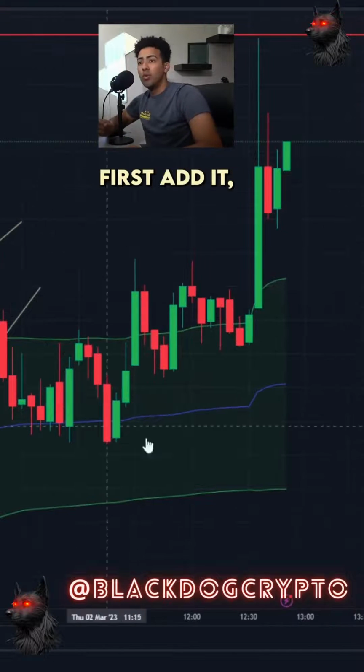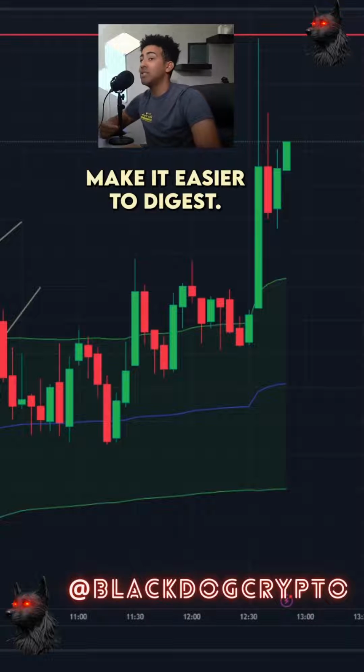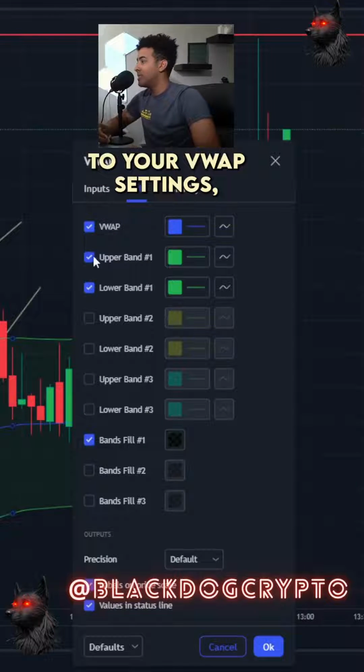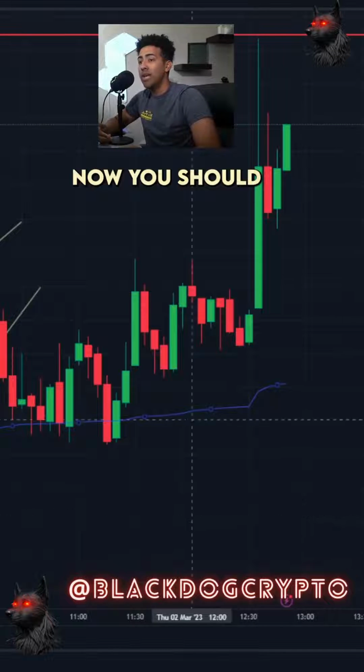When you first add it, it's going to look like this, but we're going to change the way it looks so that we can make it easier to digest. So head over to your VWAP settings, turn off upper band 1, upper band 2, and the bands fill. Now you should only have this blue line here.